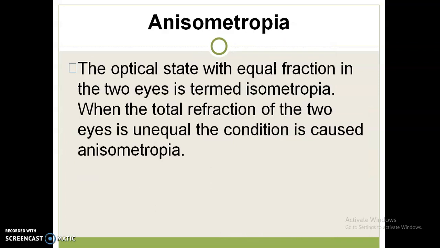Then anisometropia. The optical state with equal refraction in the two eyes is termed isometropia, and anisometropia is when the total refraction of the two eyes is unequal. When the total refraction of the two eyes is unequal, the condition is called anisometropia.